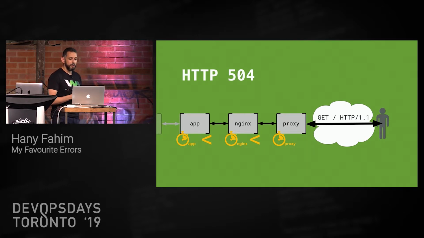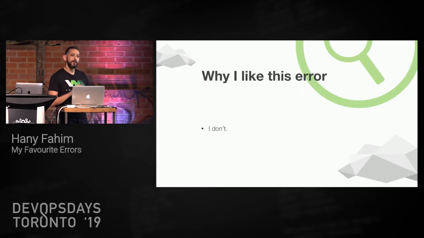As an example, imagine you don't want any request to take longer than 30 seconds. What you do is start by configuring the app server at 30 seconds, Nginx at 31 seconds, or whatever the next smallest increment is, and the proxy at 32. This way, if a timeout is hit, you know it's going to come from the origin, and everything is going to line up nicely. I don't like this error.